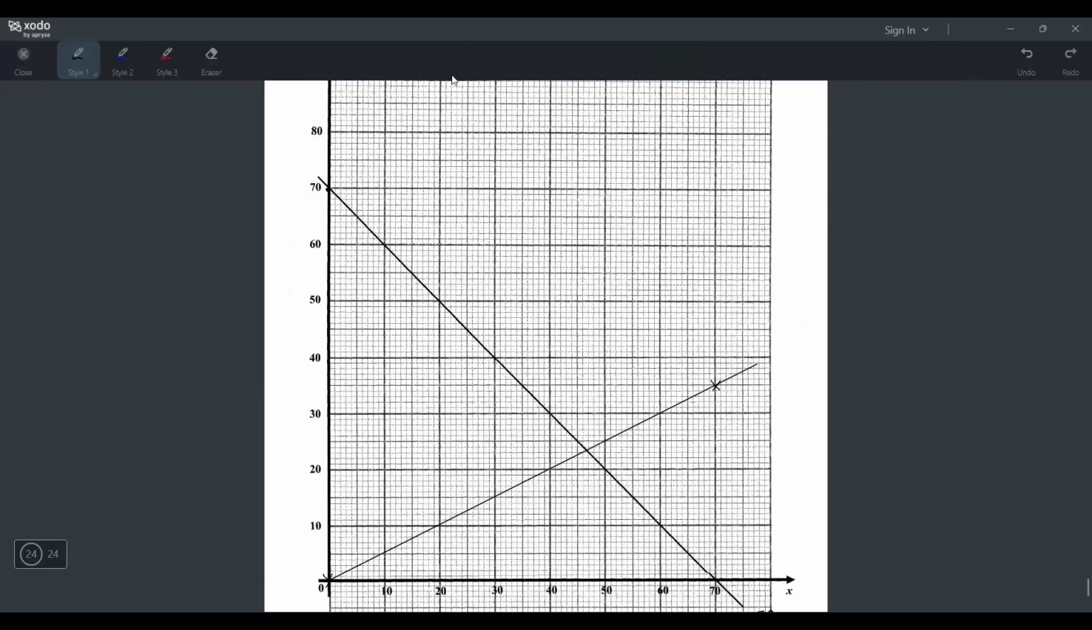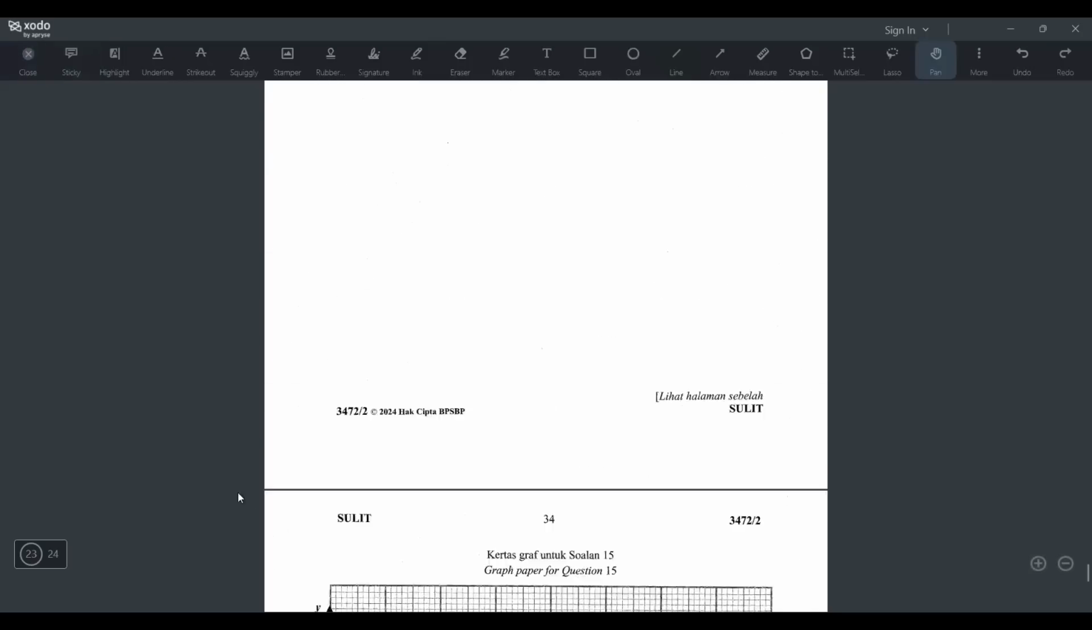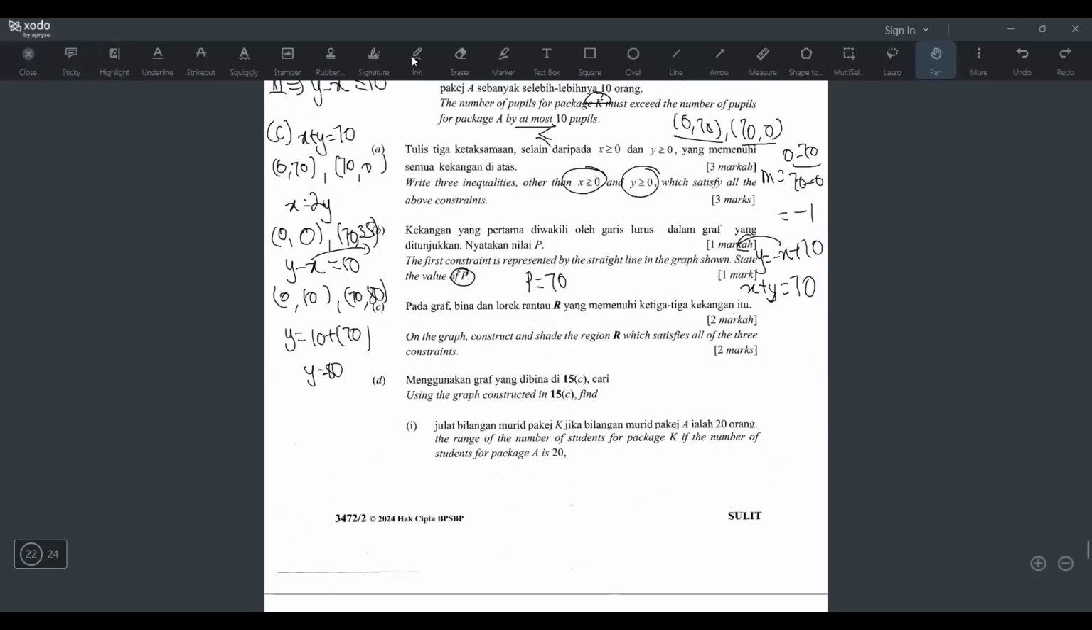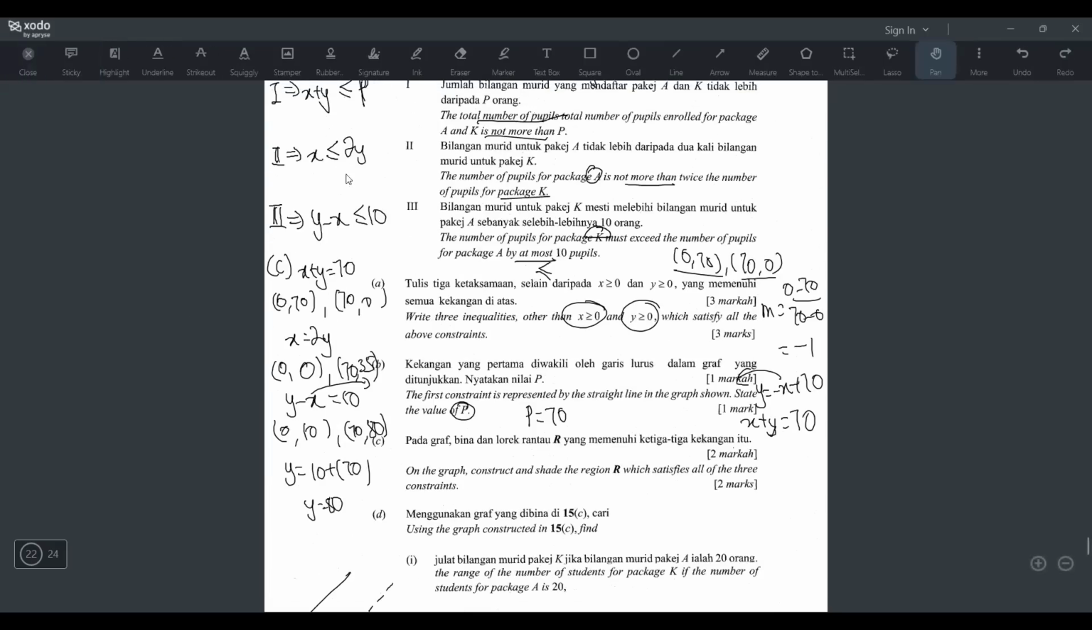Okay, I want you all to know something. Whenever you draw this line, you should always check whether it's a solid line or a dash line. Solid line means garisan macam ni. Kalau dash line means garisan yang putus-putus, right? So how do you know whether it's a solid line or a dash line? You look at the inequalities.